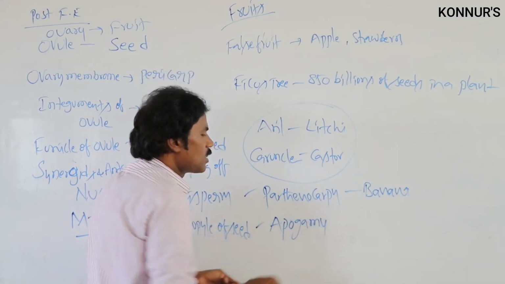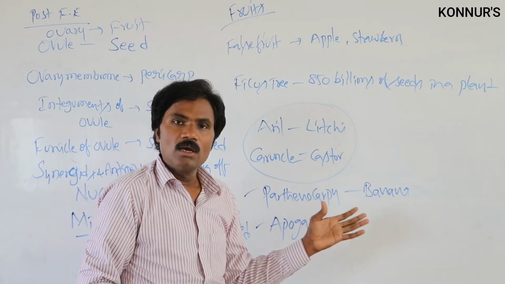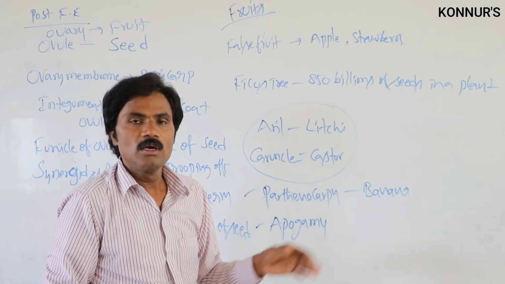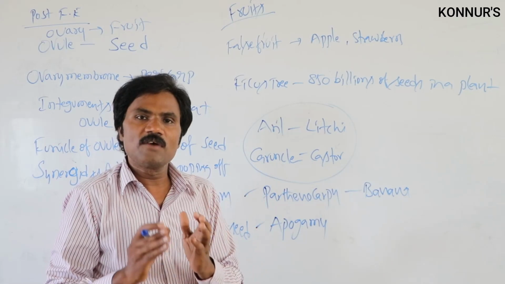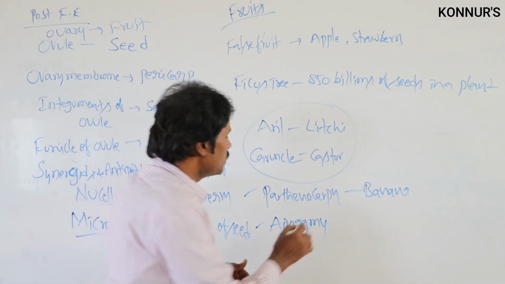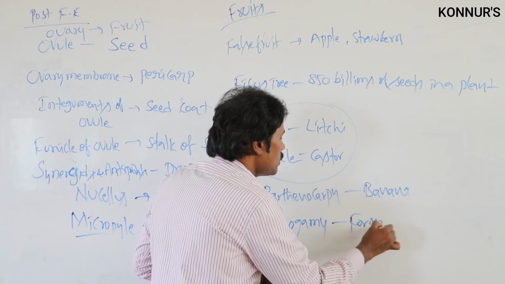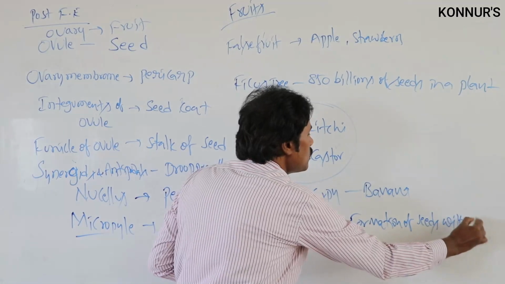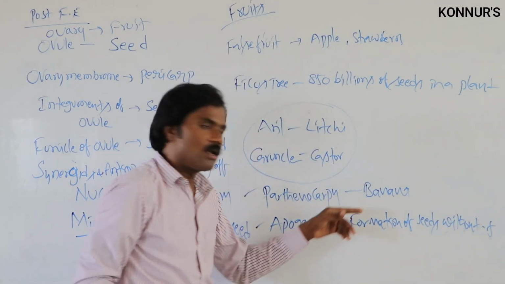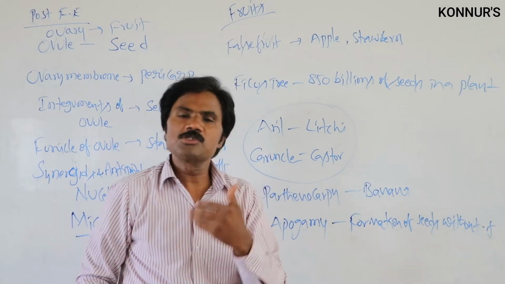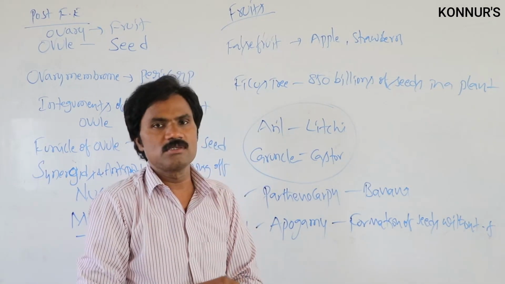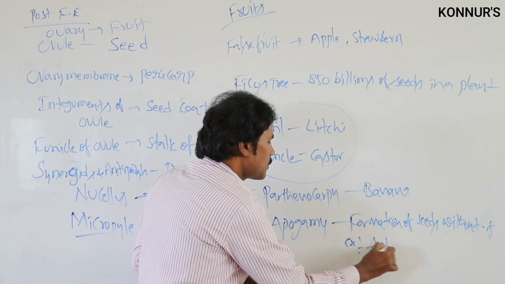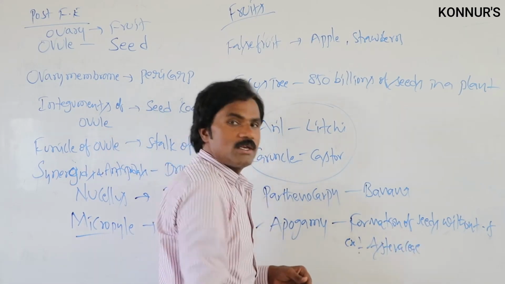Apogamy. In that last subtopic, parthenocarpy, polyembryony as well as apogamy are given. Apogamy means formation of seeds without fertilization. We call it apogamy. Normally one can observe it in almost all types of grasses as well as Asteraceae. In such plants, in Asteraceae as well as in grasses, one can observe apogamy.